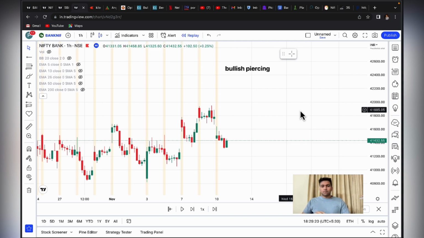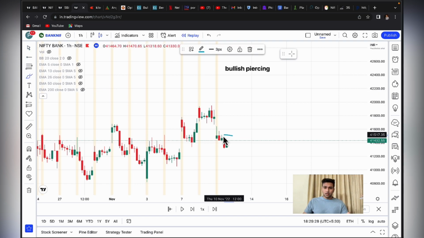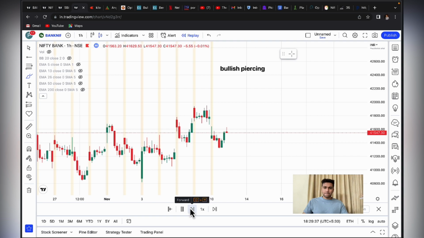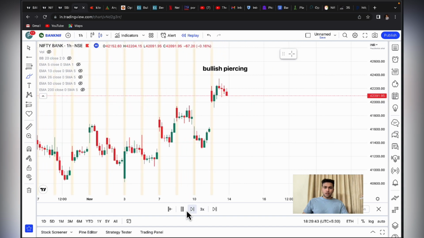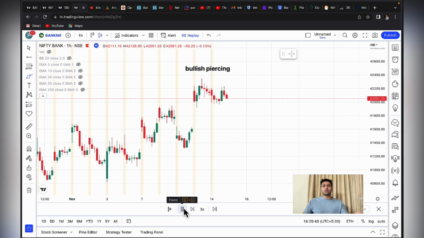So here is a quick example of a bullish piercing. Let's not waste much time. Let's quickly go ahead and see how the price reacts to this bullish piercing right here. This candle right here is a bullish piercing. This is how the price reacts to this bullish piercing.